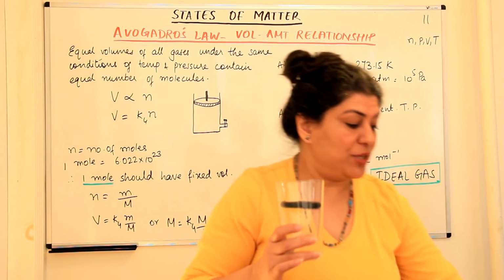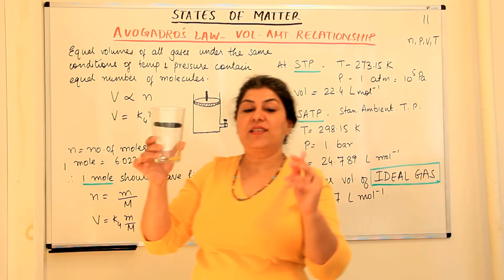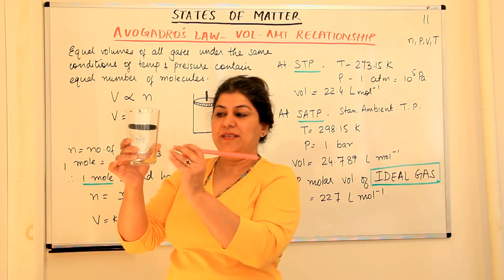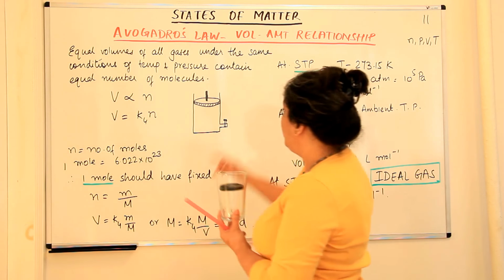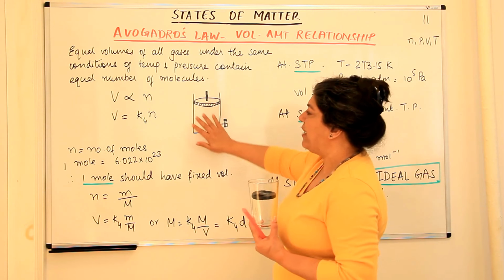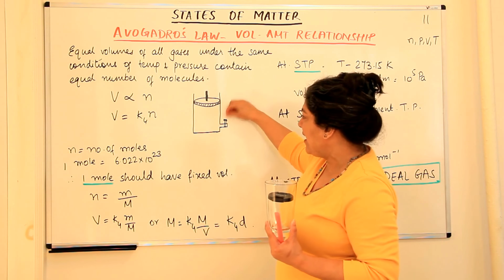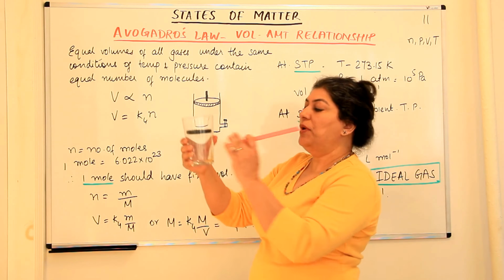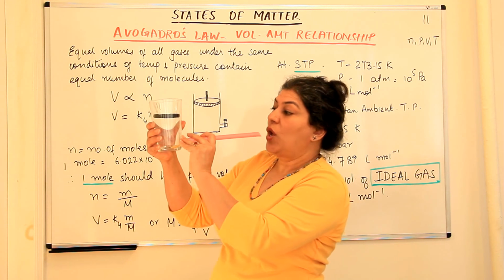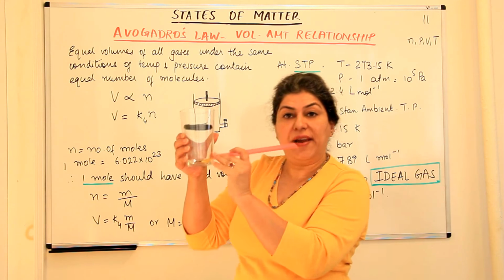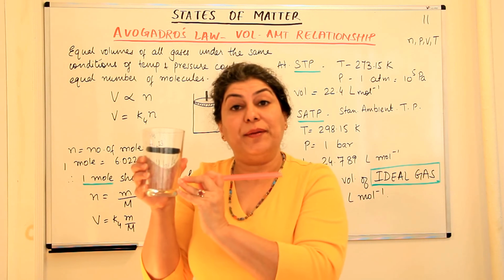Now, let us imagine that this jar has an opening in the bottom. There is an opening here, and this opening can be sealed. So whatever air was present, I can remove, and I can blow more air into the jar from the bottom. When I blow more air into the jar, what will happen?